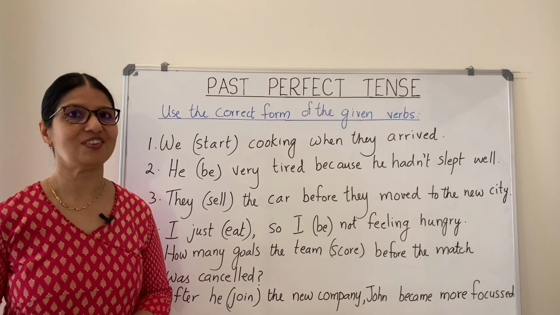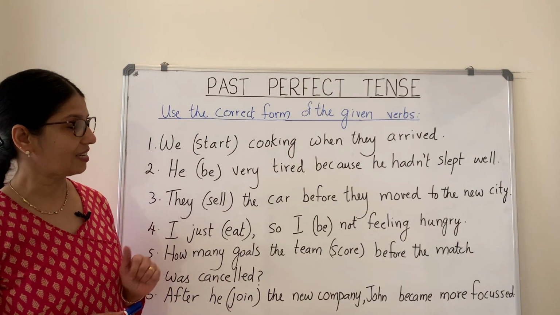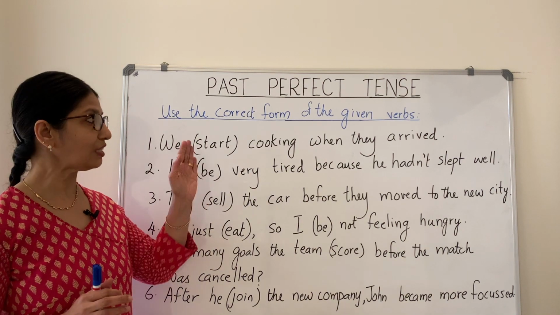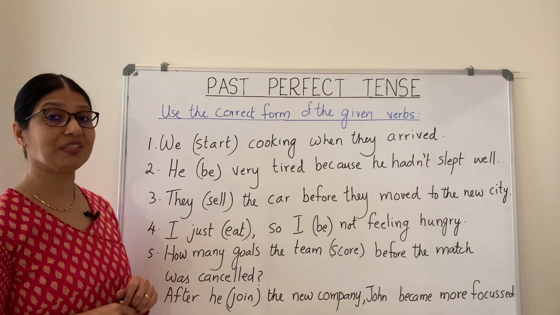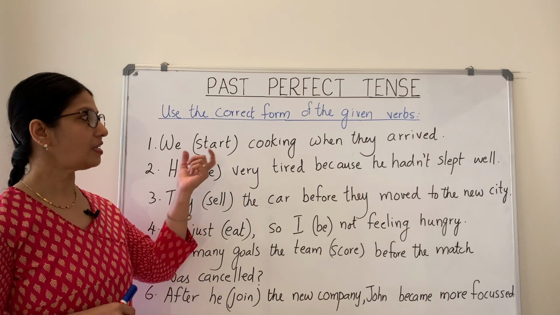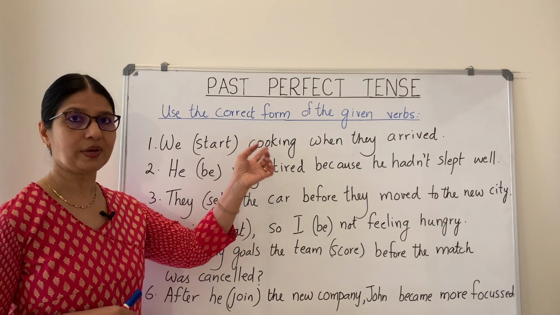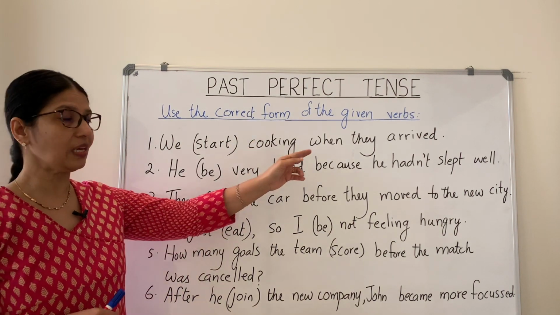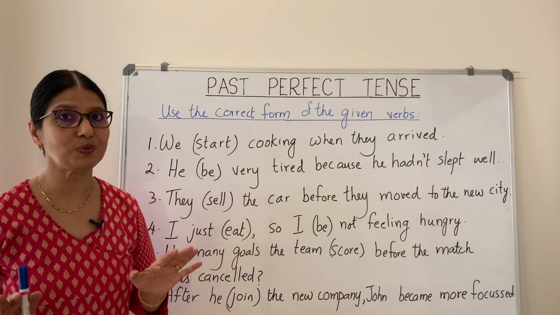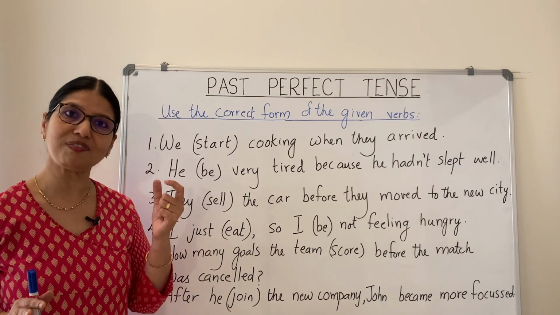As a part of consolidation, let's take up this exercise where you are going to use the correct form of the given verbs. So here we start with the first sentence. We start cooking when they arrived. Here you can see that you have the key word when, so it's clear that we have to use the past perfect tense for the first action.